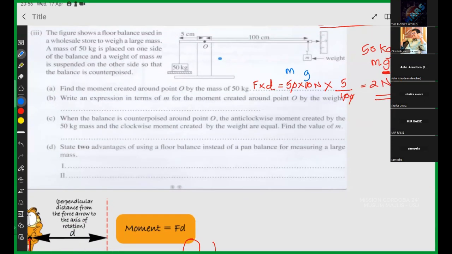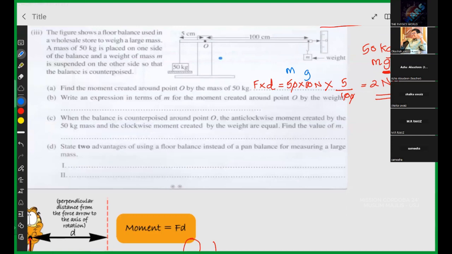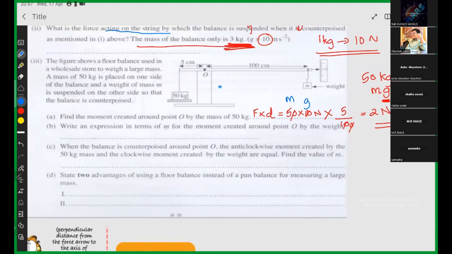Okay. Then they ask you an expression in terms of M for the moment created around point O by the weight.